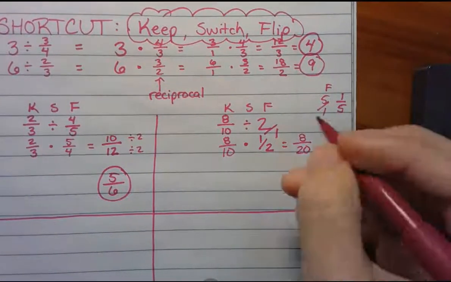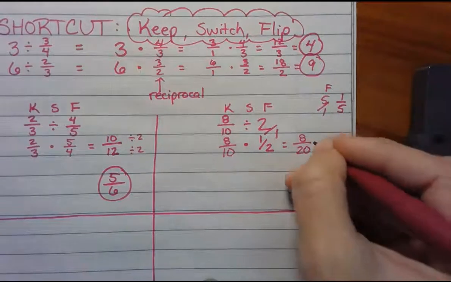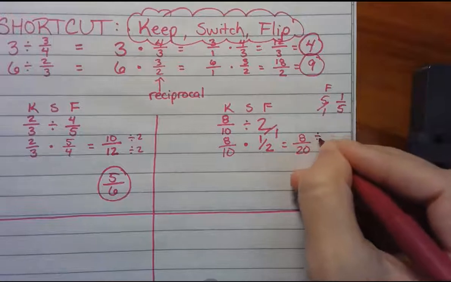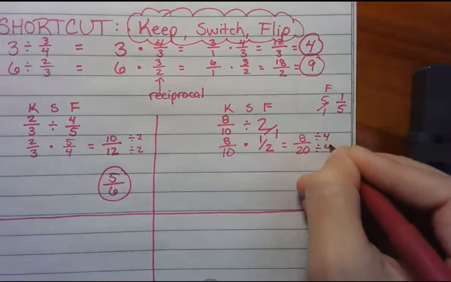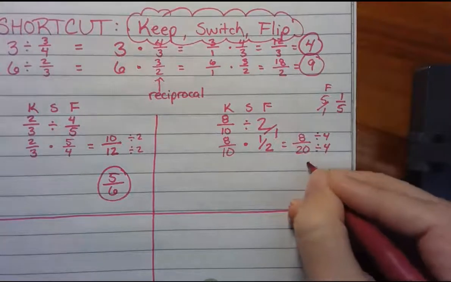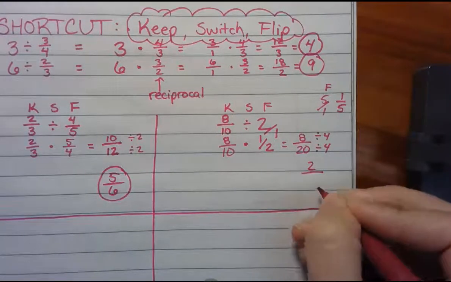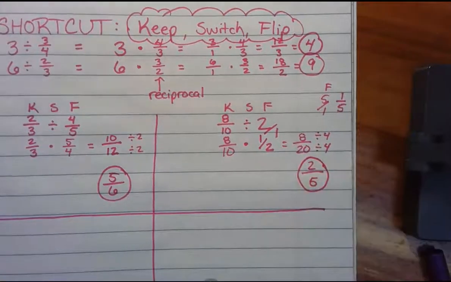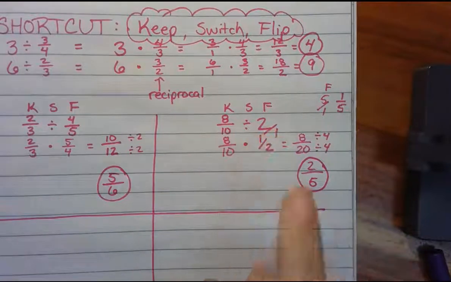And of course, 8/20ths can simplify. 8 and 20, they are both even, so they will divide by 2, but you can actually also divide them both by 4. You could divide them by 2 twice. 8 divided by 4 gives me 2, and 20 divided by 4 gives me 5. And so my final answer is 2/5. Again, key here being keep, switch, flip.